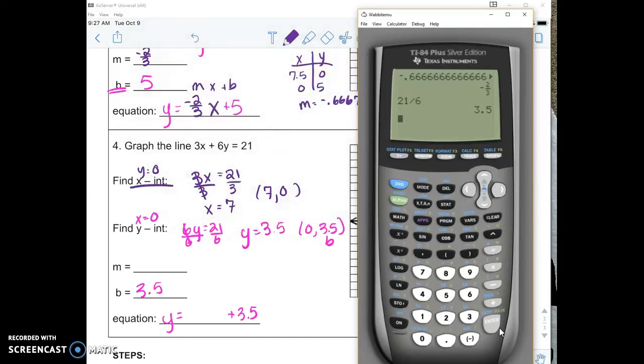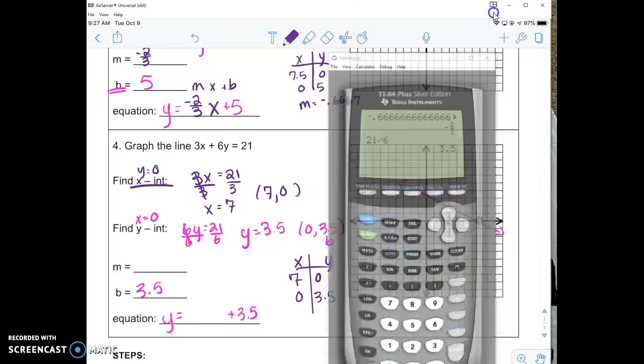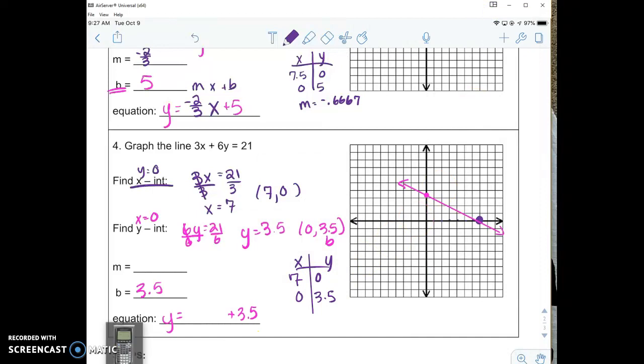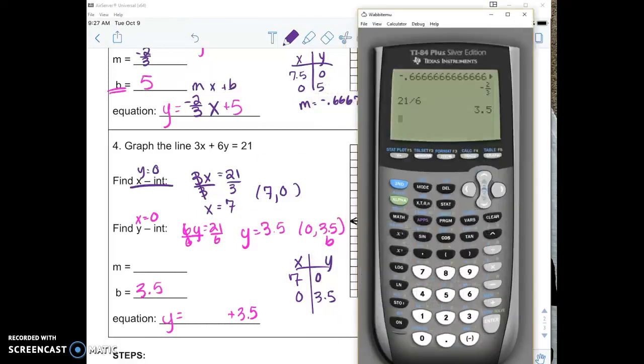To find slope, I'm going to use my calculator. So first I need to draw my table. My x-intercept was (7, 0), and my y-intercept was (0, 3.5). Back to my calculator. Stat, Edit. On the x side, I have 7, 0. On the y side, I have 0, 3.5.